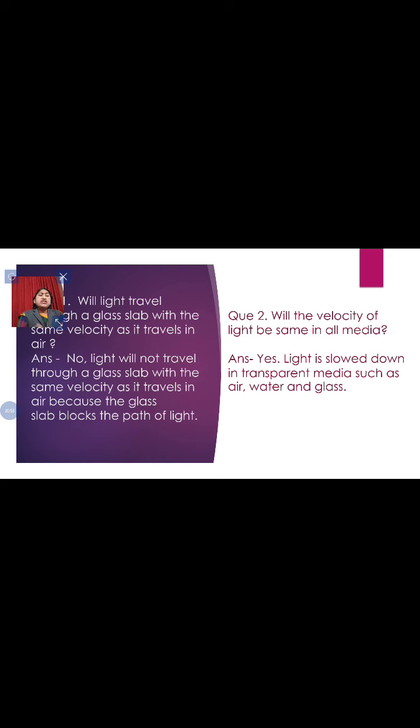Then the second question: will the velocity of light be the same in all media? No. Light is slowed down in transparent media such as air, water and glass slab.